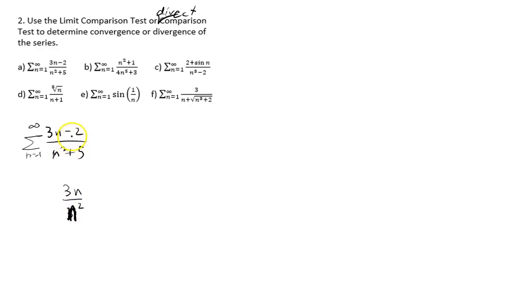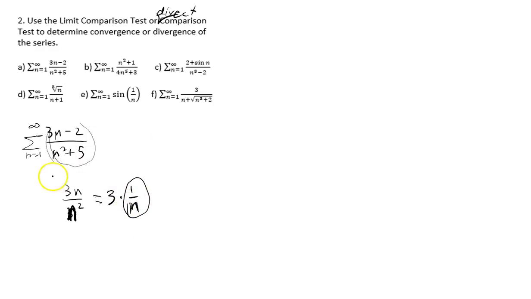So you can see that this value, when n is really large, will be very similar to this value. But what is this one? This is like 3 times 1 over n. And 1 over n is what we call the p-series with p equal to 1, or another way to say this, it's the harmonic series. So we all know that the harmonic series diverges, or a p-series diverges when p is 1. So because of that, we should compare this series with 1 over n.